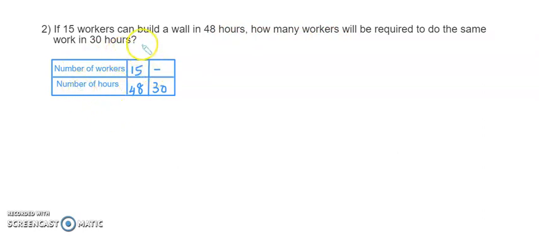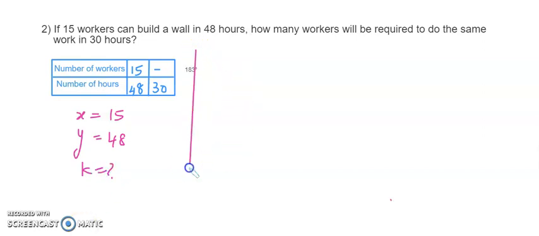So again, it's an indirect variation. Why? Because the time taken is reduced. That means we need more people to do it. So here, in the first case, x is equal to what? 15, y is equal to 48, and we need to find the k. So to find the k, we will use which rule? Yeah, x into y equals k.